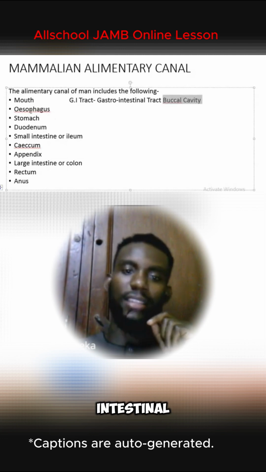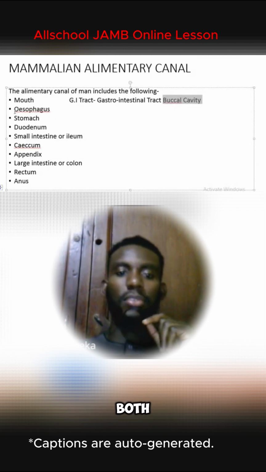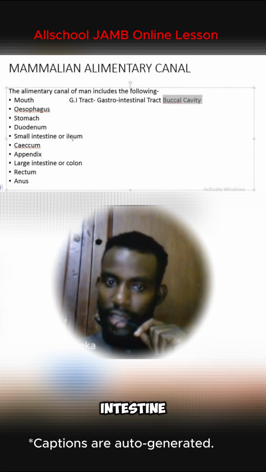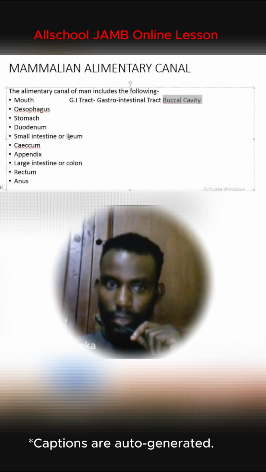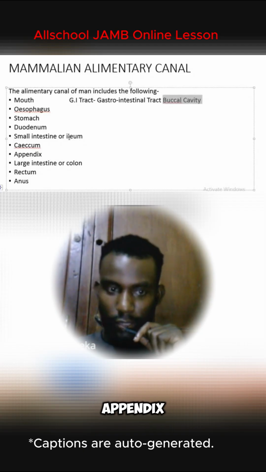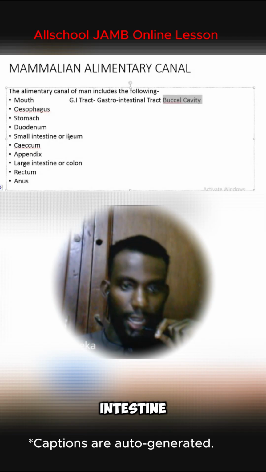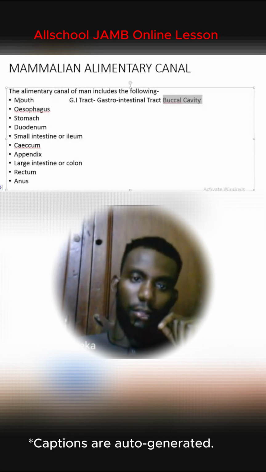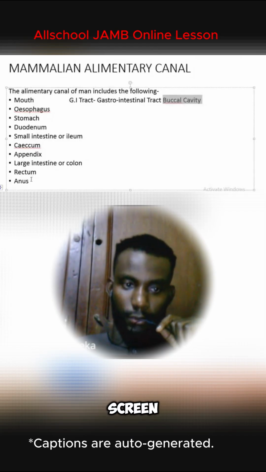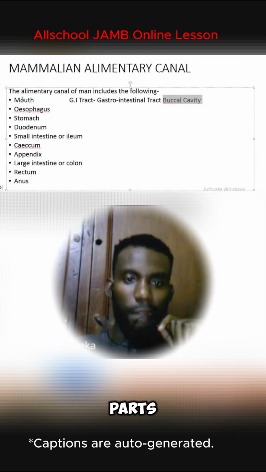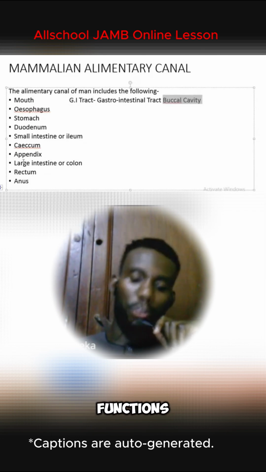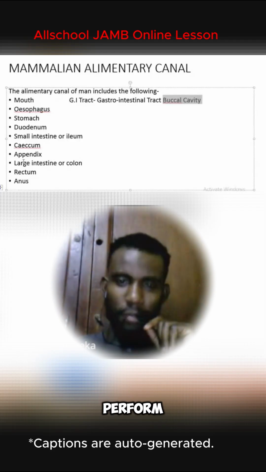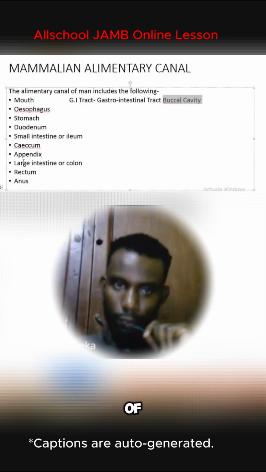Now, that gastrointestinal tract encompasses the esophagus, the stomach, the duodenum, the small intestine that can also be called the ileum, the cecum, the appendix, the large intestine that can also be called the colon, the rectum, and then the anus. This list is on my screen. Now, all these parts perform specific functions that facilitate digestion of food.